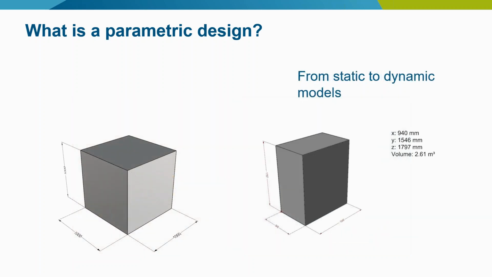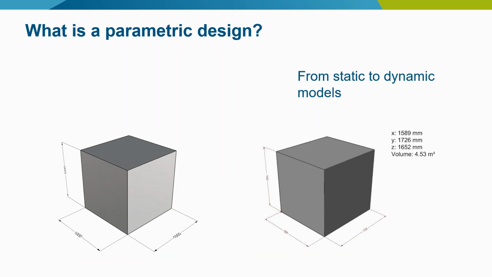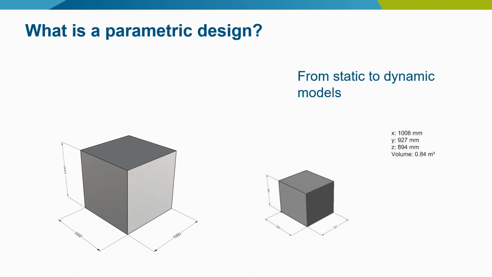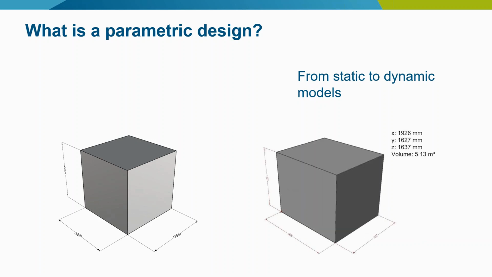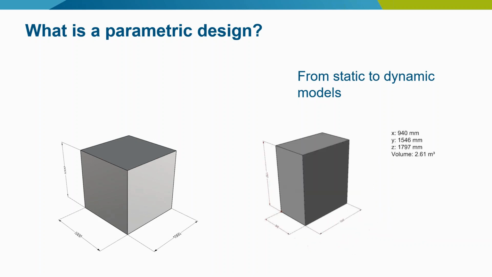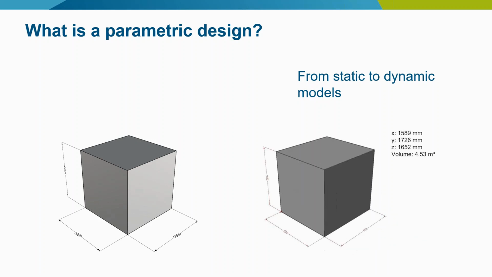Another example is this box or this cube. At the left side, you see the static model, and that's the conventional way of working, where we have just a static model, and if we want to change something, we have to change it in CAD modeling software. That's the current way.